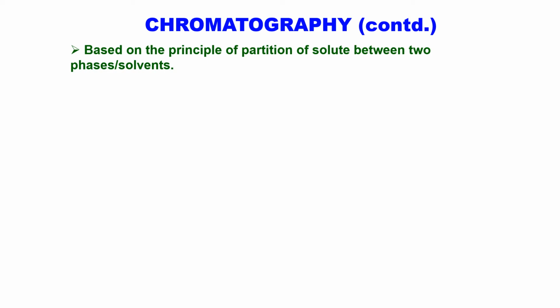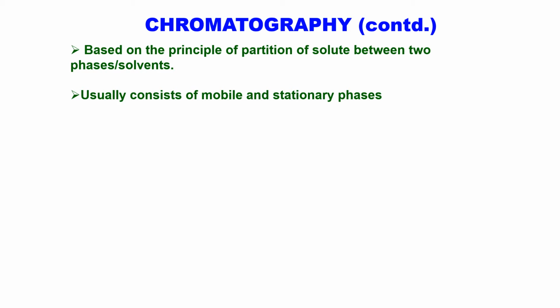So the basic principle of chromatography is the partition or the separation of the solute, which is also the molecule which we want to identify, between two phases or two solvents. So what are these two phases? The two phases or the two solvent phases we're talking about are classified as mobile and stationary phases.